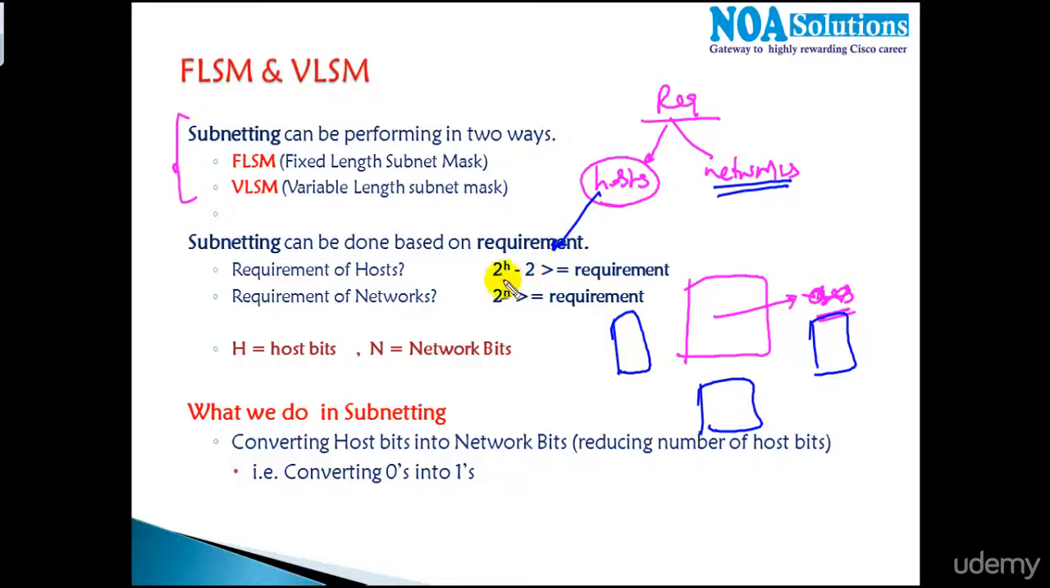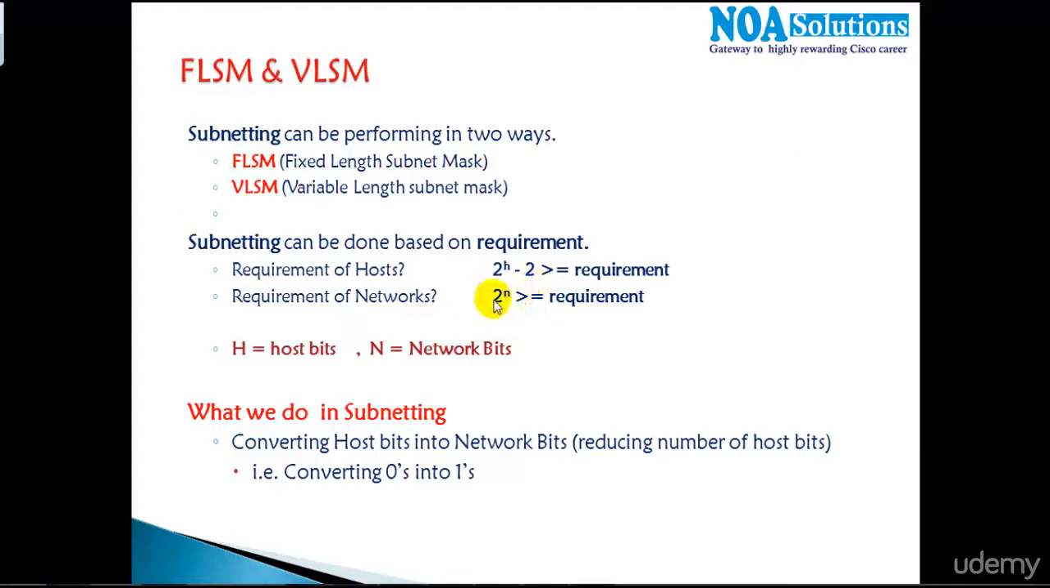So if you are calculating based on the host, we use this formula: 2 to the power of h minus 2 greater than or equal to requirement, where h is your host bits. And if you are calculating based on the network requirement, we use 2 to the power of n greater than or equal to requirement. Okay. So these are the formulas. We'll be using these formulas when we start the actual calculations in our next video.